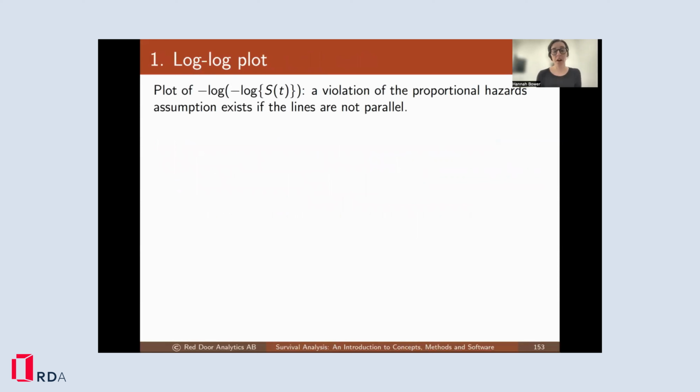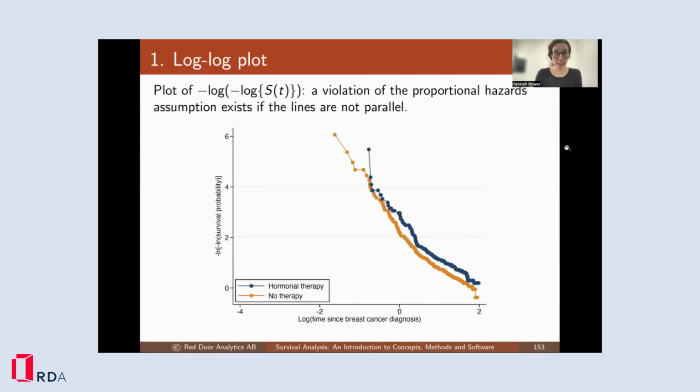So this is a plot of the minus log survival function, and a violation of the proportional hazards assumption exists if the lines that you plot are not parallel. So here we can see an example of this, where on the y-axis we have the minus log of the survival probability, and on the x-axis we have the log time. And what you should look at is, okay, do we think that these lines are parallel or not?